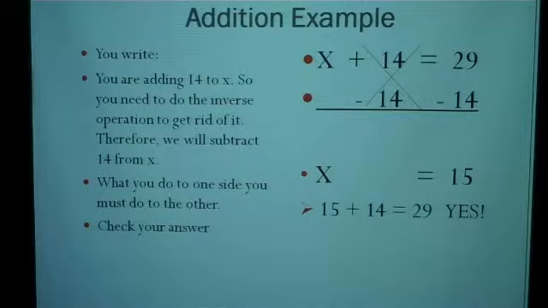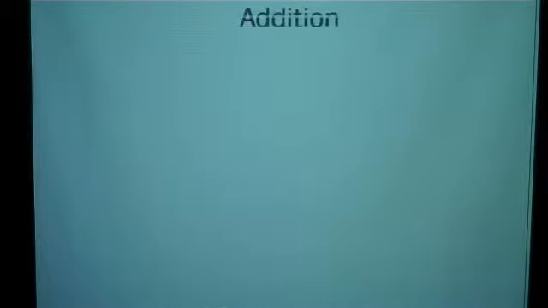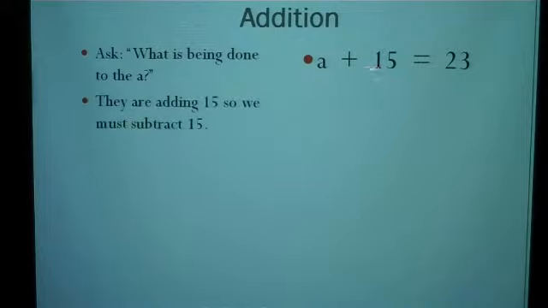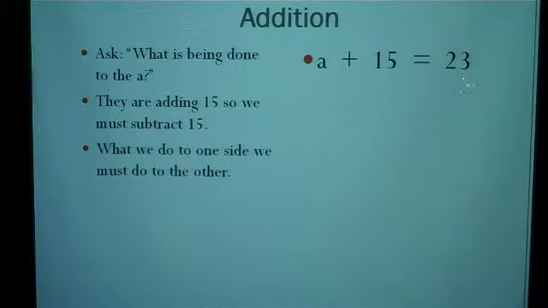Let's try one more addition. A plus 15 equals 23. You ask, what is being done to the A? They're adding 15, so we must subtract 15. What you do to one side, you have to do to the other. So it would look something like this.